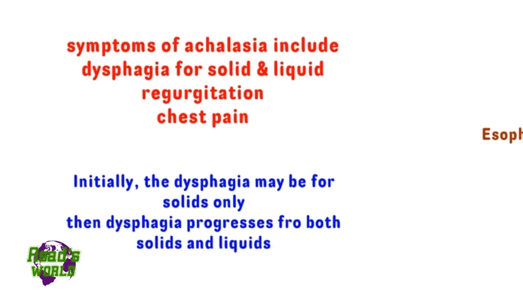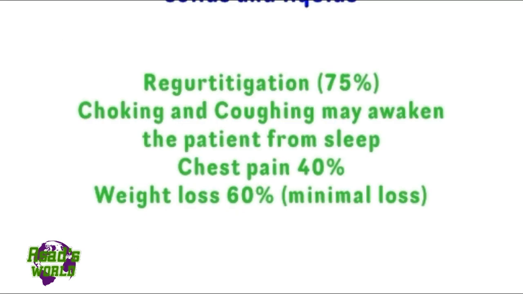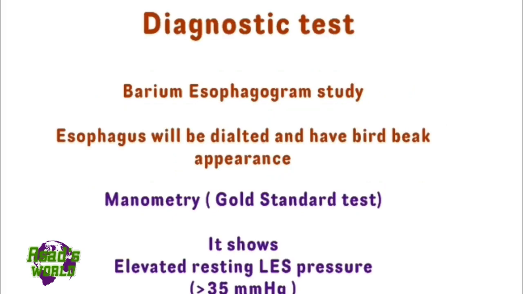Now, the symptoms of achalasia include dysphagia for solids and liquids, regurgitation, and chest pain. Initially, the dysphagia may be for solids only, and then progresses to both solids and liquids. The most commonly seen symptom is regurgitation, in around 75% of patients. Choking and coughing can also awaken the patient if he or she is sleeping, and chest pain and weight loss are seen in 40% and 60% of patients respectively.